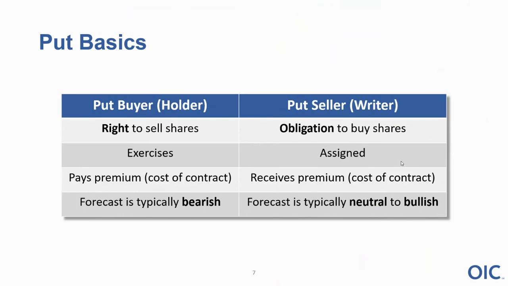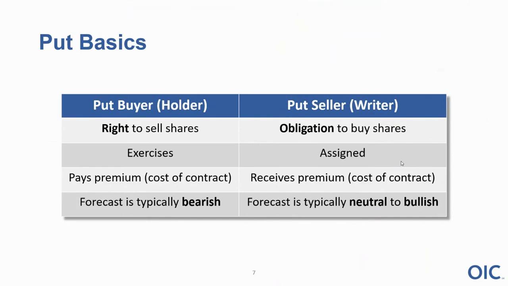The buyer pays the cost of the options contract, whereas the seller receives that cost. The outlook for a put buyer is typically bearish, meaning that they think the stock is going to go down. However, there are other strategies where somebody might buy a put. It's called a protective put, where it actually is protecting the shares you own. You're bullish on the stock, but just in case things go south on you, you've got some downside protection.